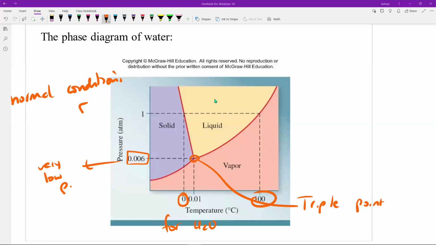So let's say you go on to an ice rink or something, and we have ice obviously on there. The pressure that the ice is being exposed to is about 1 atmosphere. Now let's say the temperature of the ice may be a little bit less than 0 degrees Celsius, maybe about -2 degrees Celsius. So that's where we're starting off here.